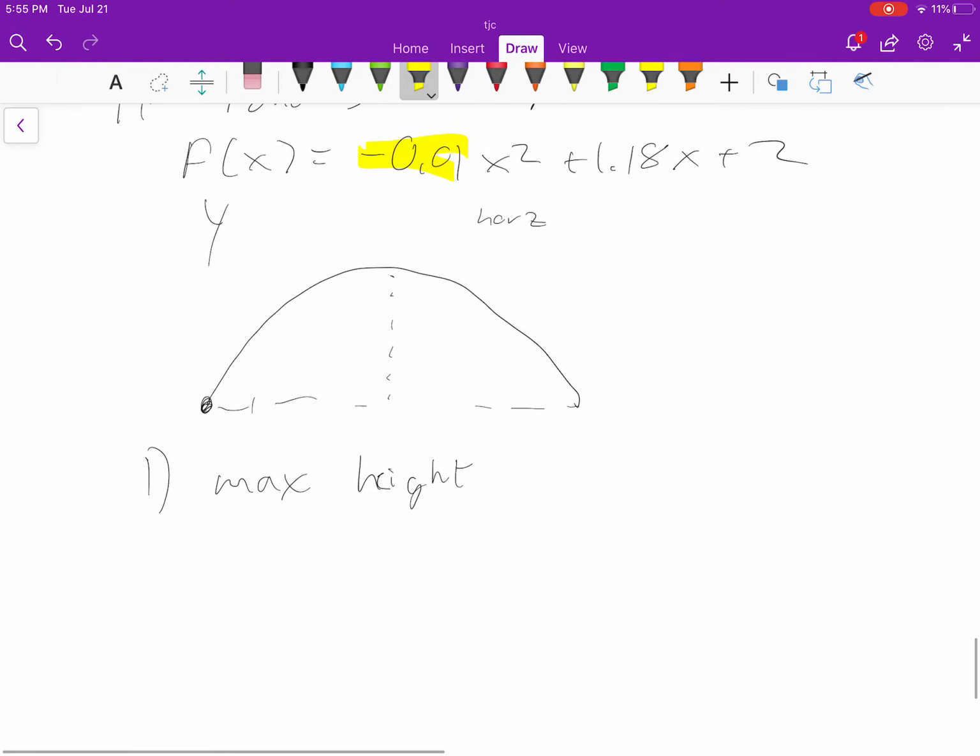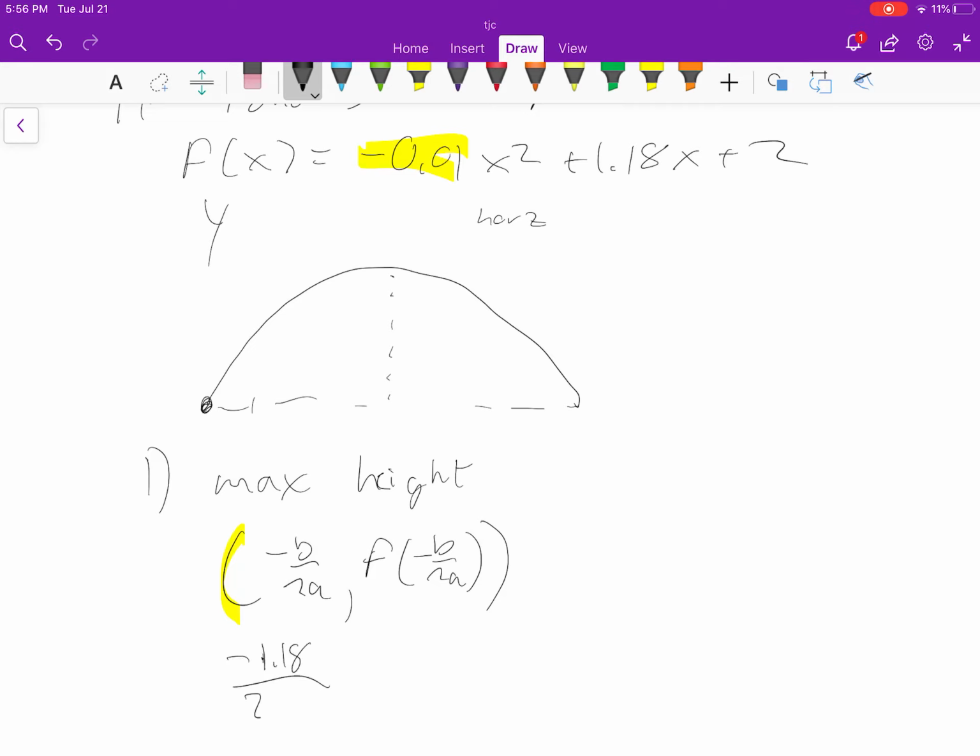So what we're going to do is just use the vertex formula here. Our vertex is negative b over 2a, and f of negative b over 2a. You're going to plug in, b is 1.18, so it's negative 1.18 divided by 2 times negative 0.01. When you work this out, double negatives cancel, and you end up, I think, with 59. Say this is in feet, so 59 feet.